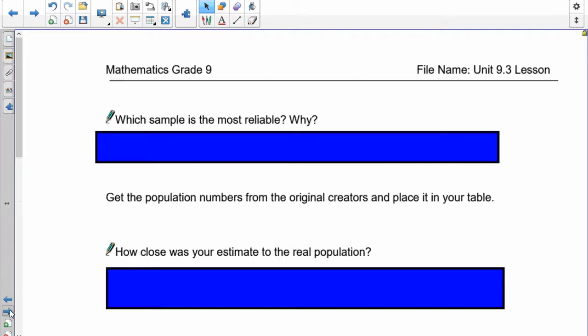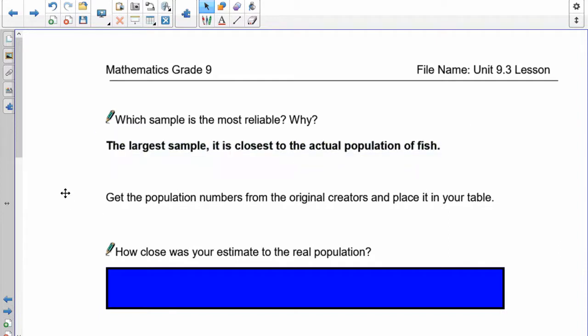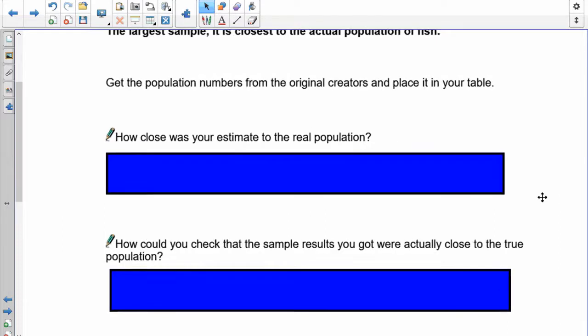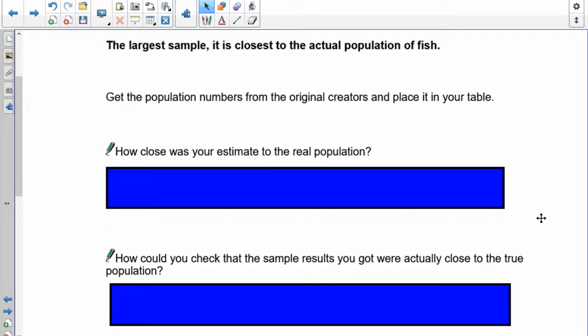So which sample was most reliable? Well, I think it's pretty obvious that the largest sample is most reliable, and the reason for that is it's actually closest to the actual population of the fish. I took 40 out of the 50 as my sample. Right? The only thing better than that would be doing 50 out of 50, and that would give me the exact number.